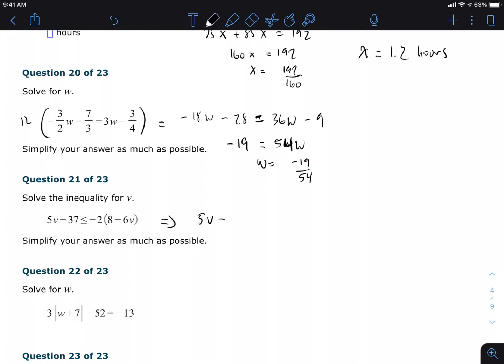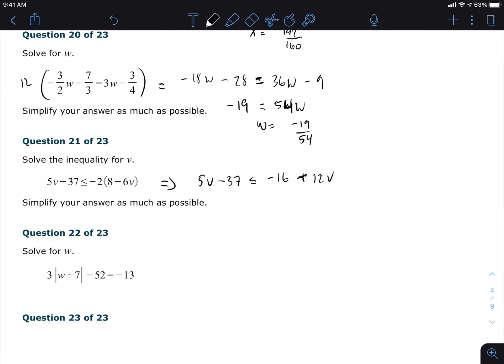So I'm going to have 5v minus 37 less than or equal to, and I'm going to distribute, so I'm going to get a negative 16 plus 12v, right, once I distribute. And now I'm going to move things so I can get a solution. So if I add 36 to that, 16 to that, I'm going to get a negative 21, which is less than or equal to 12 minus 5 is 7v. And so I'm going to get negative 3 is less than or equal to v. And so when I go to graph this, I'm going to go negative 3.